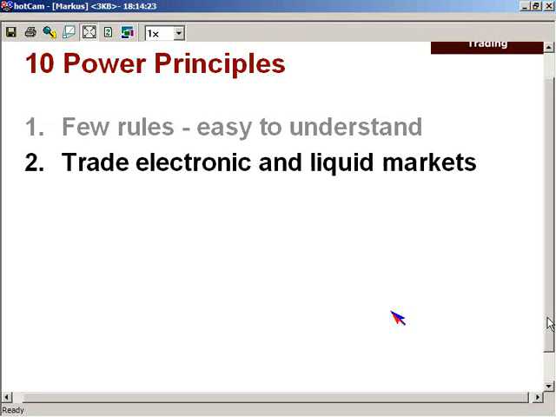Secondly, you want to trade electronic and liquid markets. First of all, why do we want to trade electronic markets? Well, because we need to have the instant fill that the electronic markets are offering us. Now, as you all know, Forex markets are all electronic. You get your fill instantly within a split second. Why is it so important to receive your fill instantly?